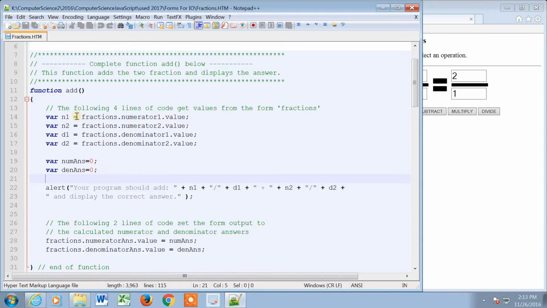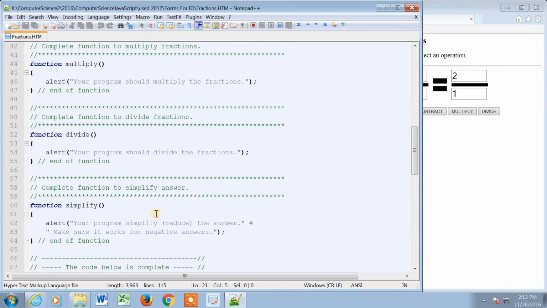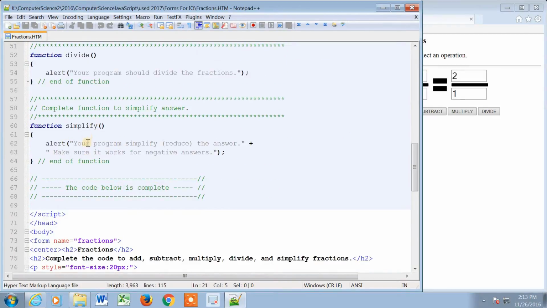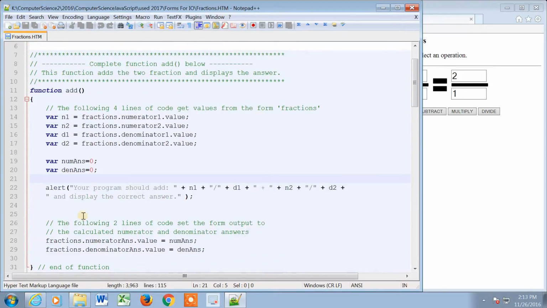And then the other thing, of course, you need to do is after you do the addition, subtracting, multiplying, dividing, you should be running the function to simplify. And the way to run a function is you just say the name of that function. So the last thing you're going to do in the add function is run the simplify function. So you're going to do that just by typing simplify. So hopefully this makes sense.